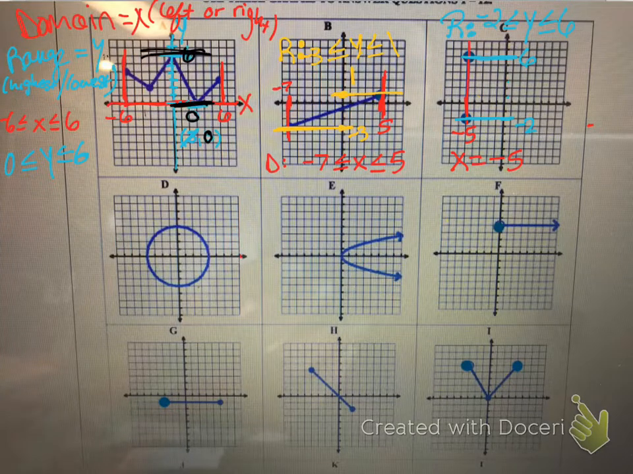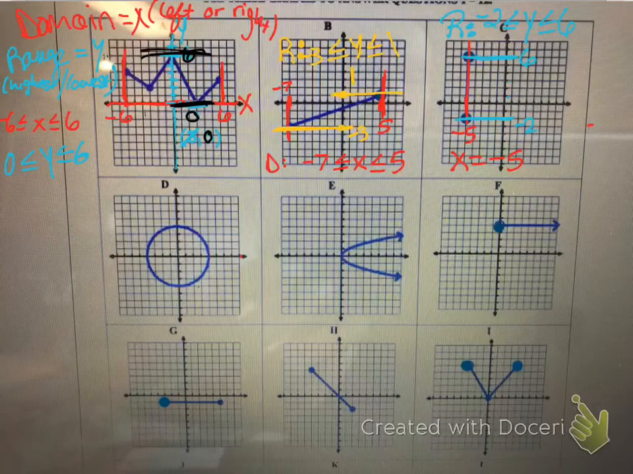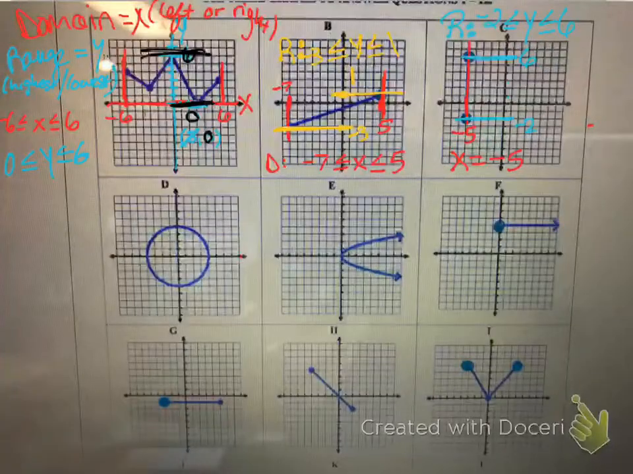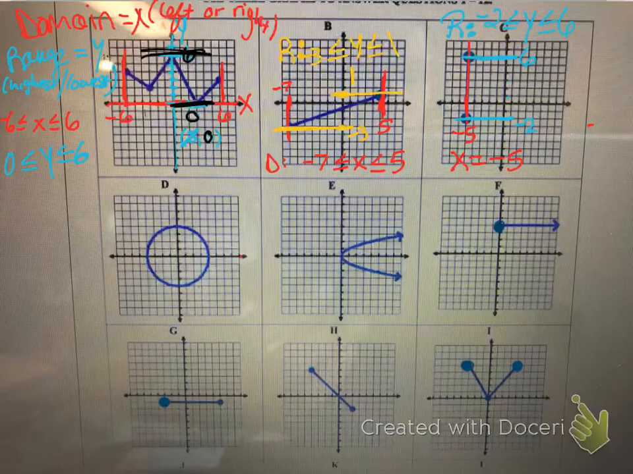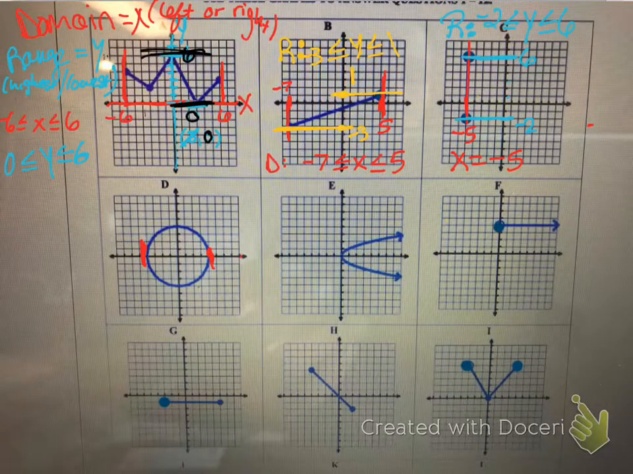Okay, so with the next one, letter D, we have the circle. We're still going to look at it the same way. So domain, I want to look at the leftmost point and the rightmost point. So if you take your pen or pencil, drag it to the left, you want to stop at the leftmost point. So that's over here. And then drag your pencil to the rightmost point. It's all the way over here. So we have -4 and +4.